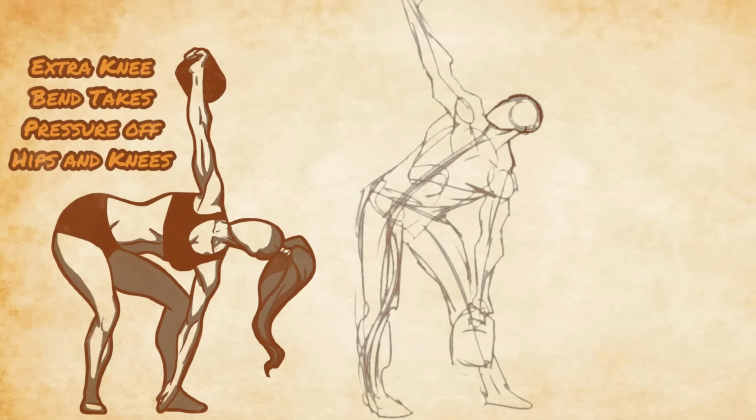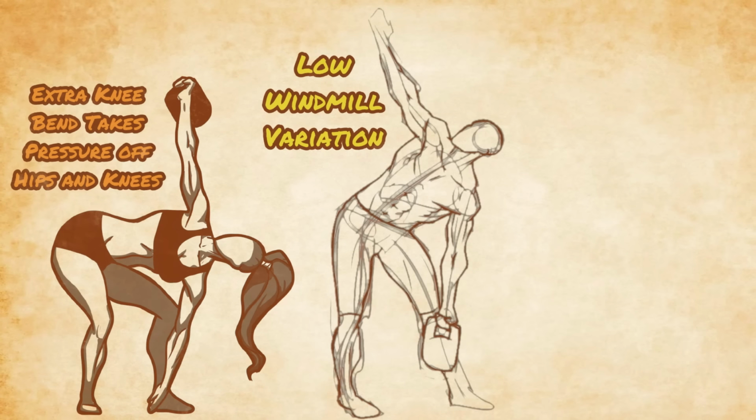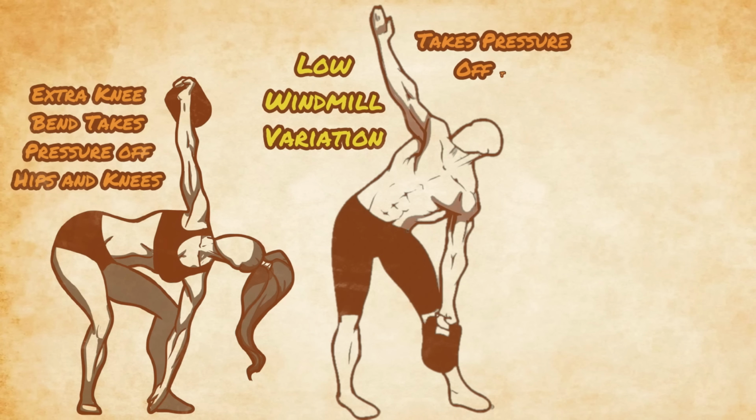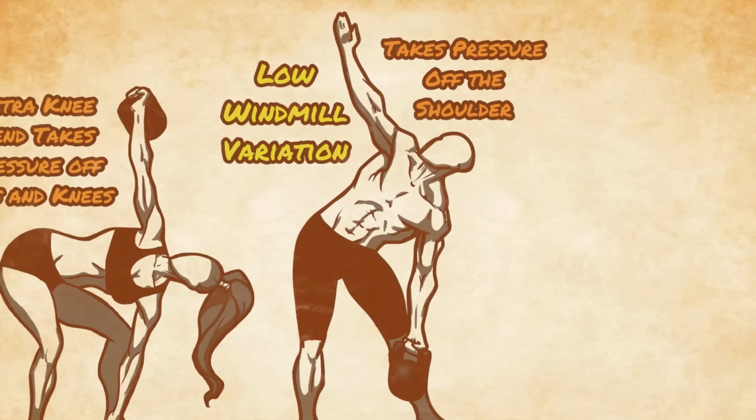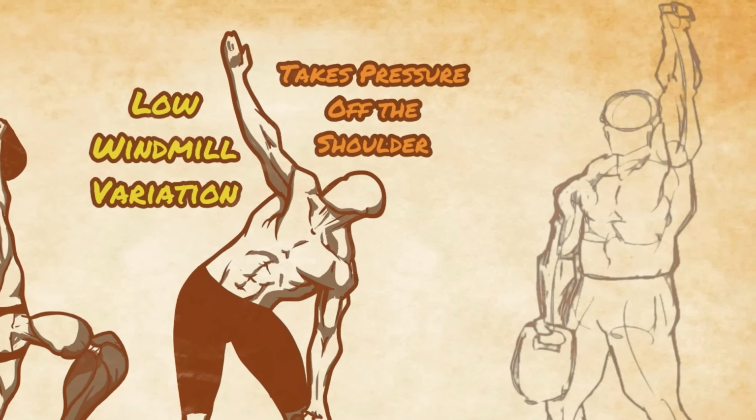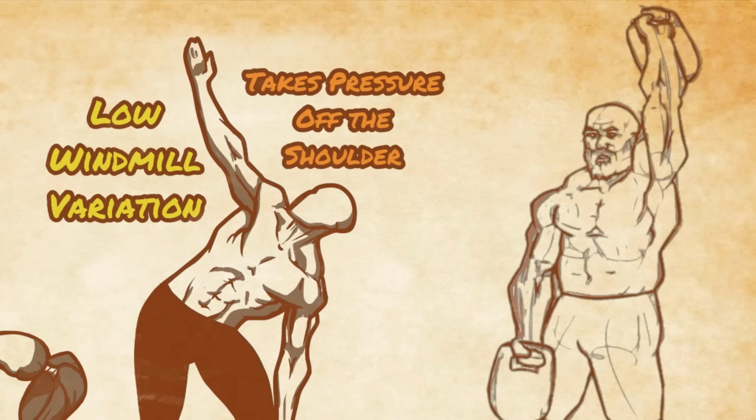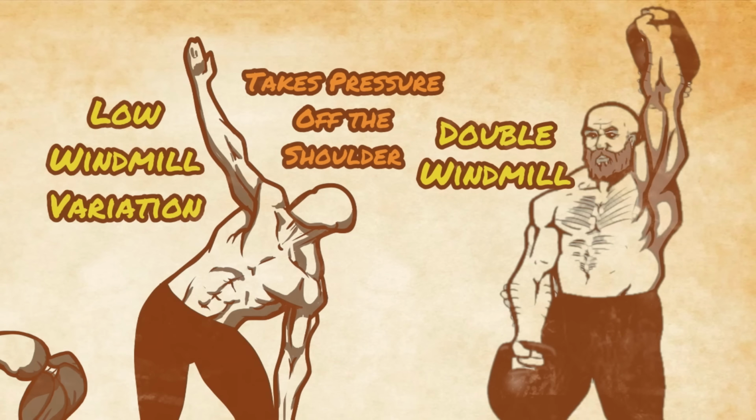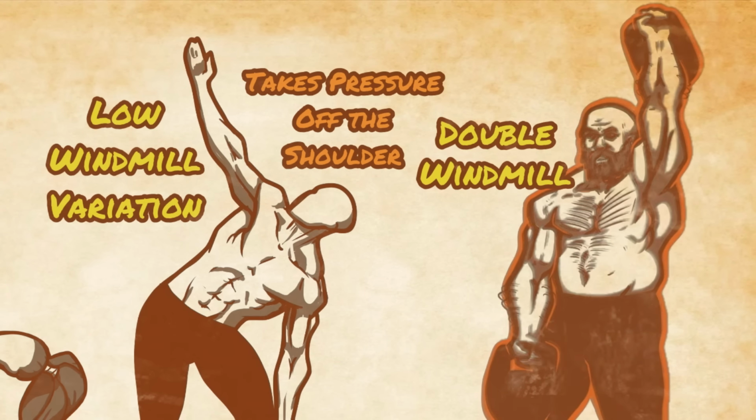If you have trouble with shoulder mobility, try the low windmill version first with the kettlebell in the bottom hand before eventually moving on to the standard high windmill. And if this all becomes easy for you to perform with skill throughout at least 12 reps, you can always progress into the double windmill, holding a kettlebell in each hand.